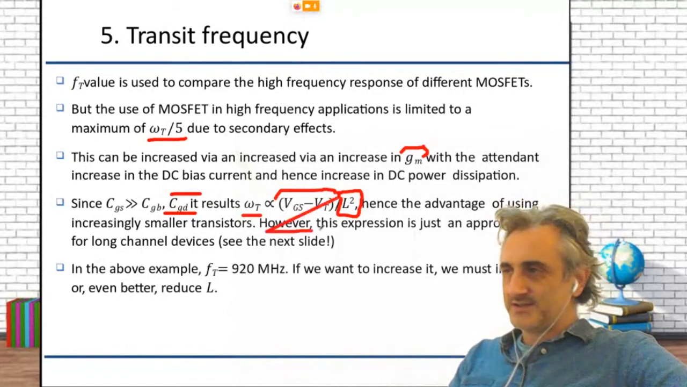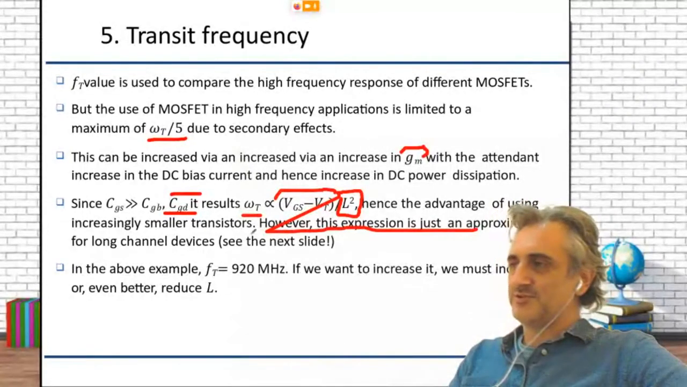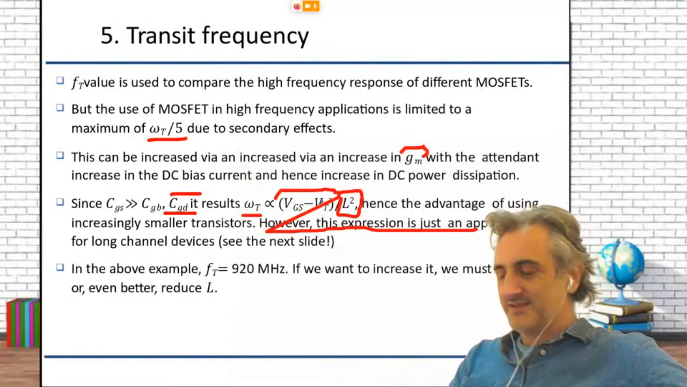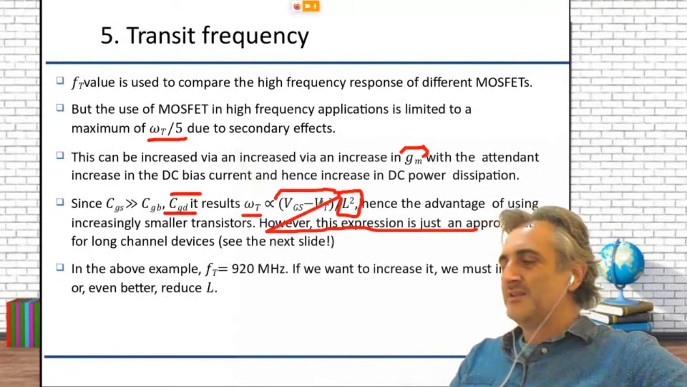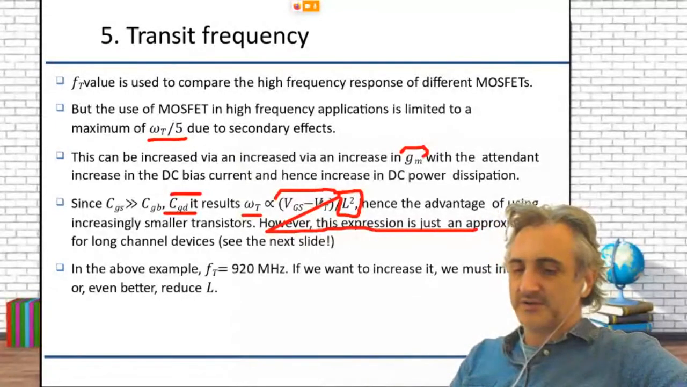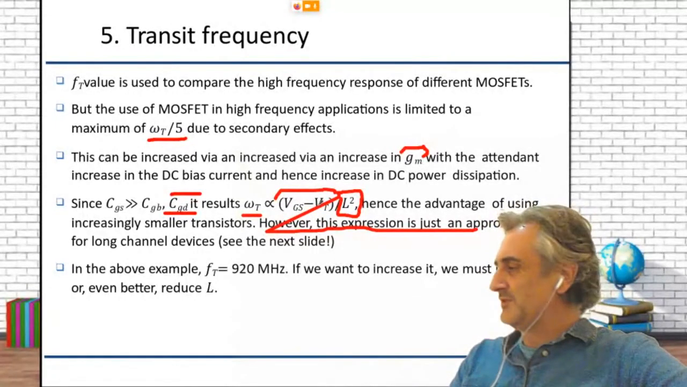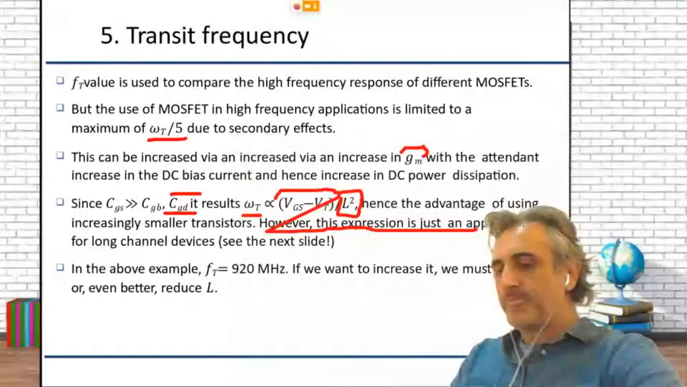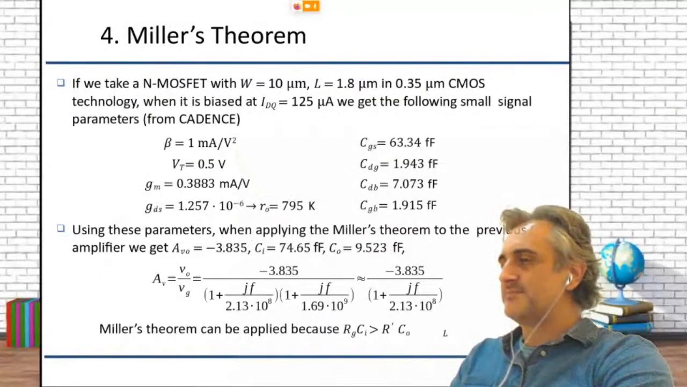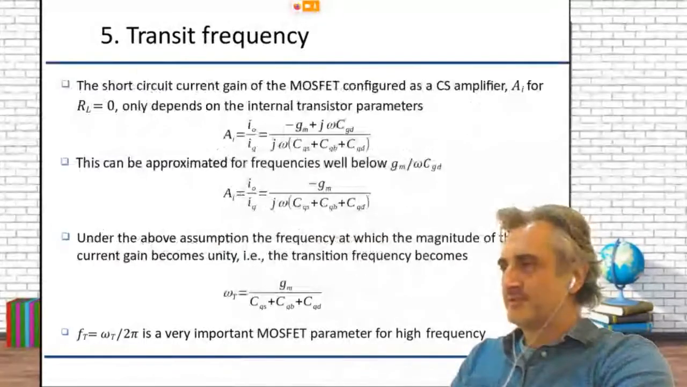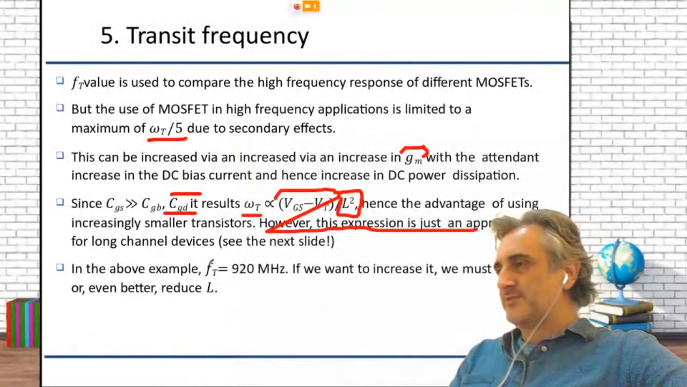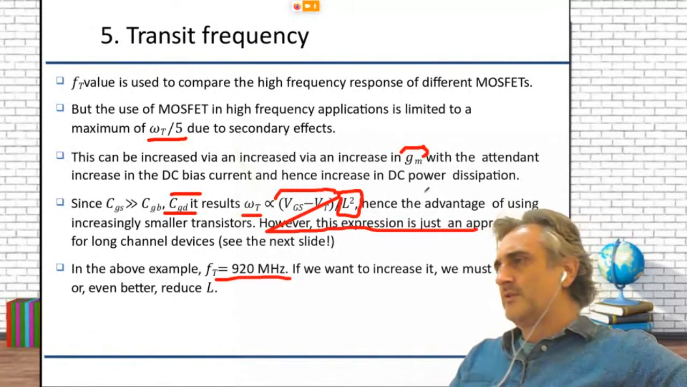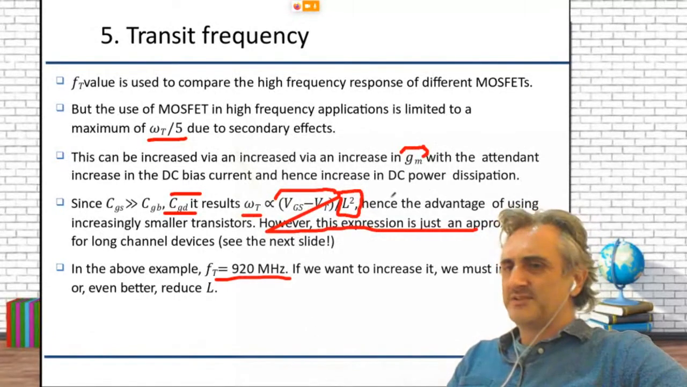Anyway, notice that this expression is just an approximation for long channel devices, which means it's not exactly true. It's just an approximation, but it provides you with the right idea, maybe some intuition on what will happen. Using these values, we get that the transit frequency is around 1 gigahertz. Do you think this is fast or slow?